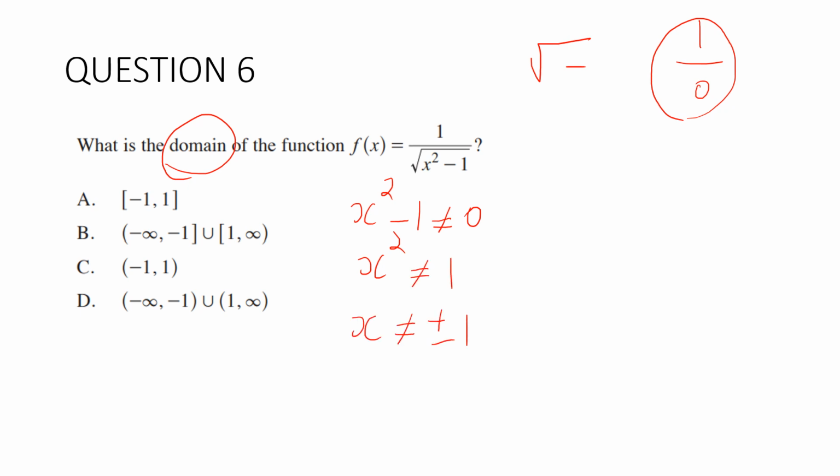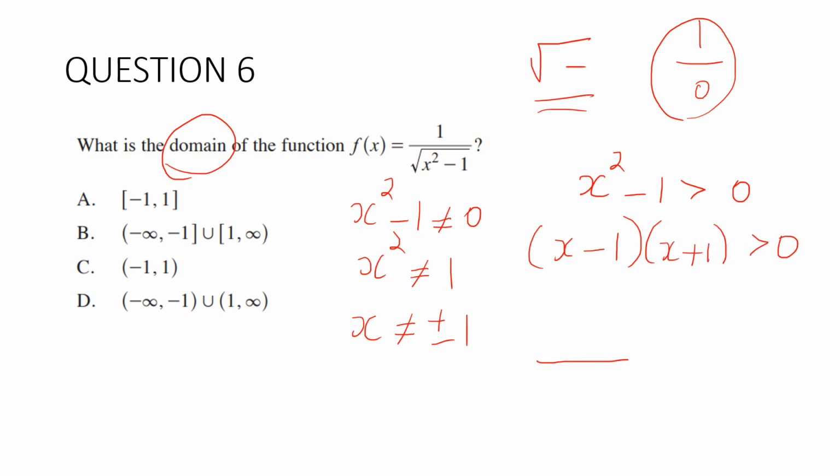But that's the easy bit. Now let's look at this. We want x squared minus 1 to be greater than 0. Now the easiest way to do this is to factorise and then draw a diagram. The critical points here are when these two brackets equal 0. So 1 and negative 1. And now we're going to test some points.